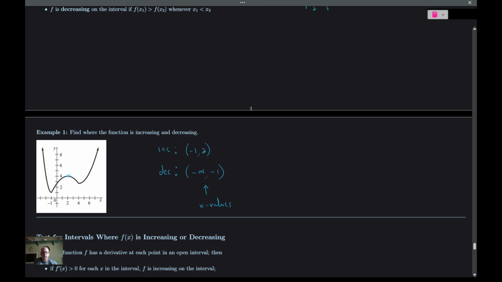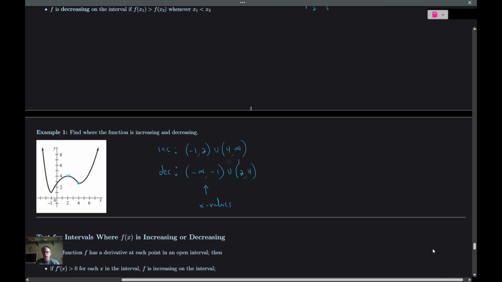And then we start decreasing until we get to 4. So we're going to use a union. Between 2 and 4, we are decreasing. And then after 4, we are increasing. So this will be union 4 to infinity. And that's all. Of course, this is algebra.